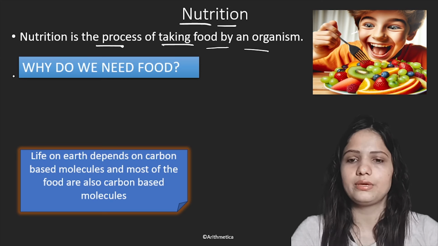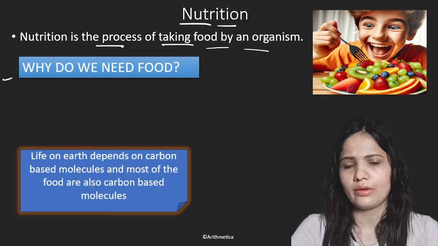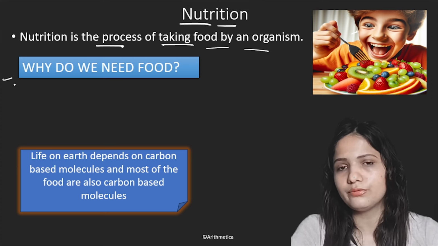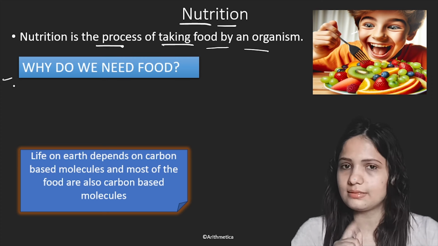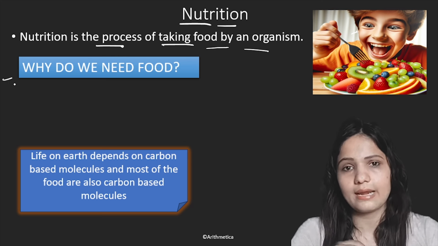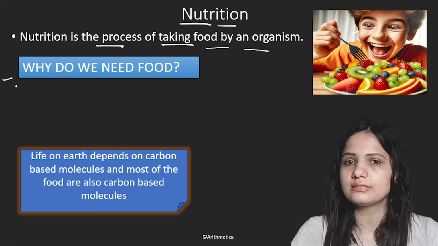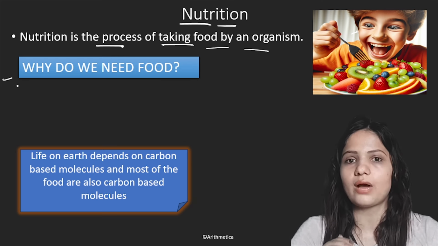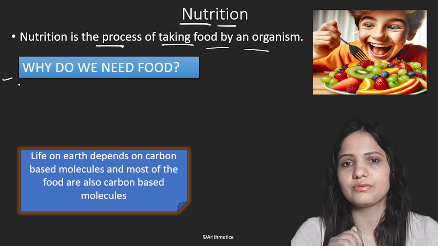This much is clear. Now we have another question. Why do we need food? Why do organisms need food? So the answer is we need food for survival, and every organism needs food for their survival. No organism can survive without food, without nutrition.